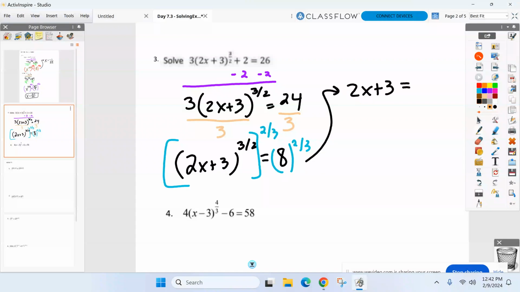2x plus 3. What do we got? 8 to the 2/3. 4. Yep. All right, we're not done though, right? Everyone sees what we have to do next. Subtract the 3 and divide by 2. All right, so sometimes just because you're raising it to the reciprocal, you're not done.